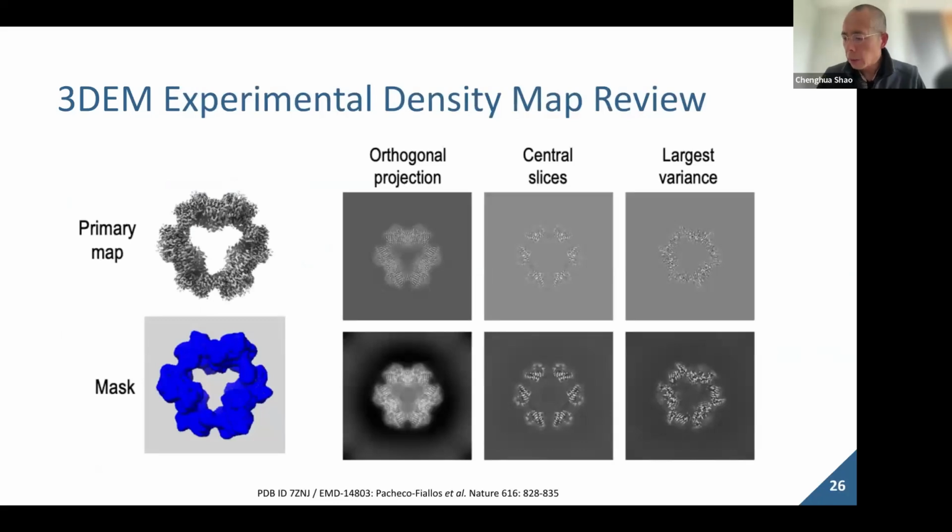The 3D-EM experimental data assessment starts with a map review, in which the primary map is viewed as a projection from different angles, at a center slice or at its largest variance, which usually means a molecular section. In addition, the raw map is also reviewed from the same perspective, and you can compare the primary map and raw map. Masking is common in 3D-EM studies, which can cut noise in the background, and the mask is also reviewed together with the maps. Please note that masking is not a fully objective process.